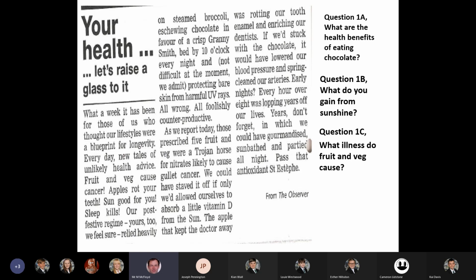Cameron has written lowers blood pressure and spring cleans arteries. He has given 2 responses. The question said, what are the health benefits of eating chocolate? It does not say you need to write 1 answer, so Cameron would be correct and get 1 mark for his response. Amy, could you respond to question 1b? What do you gain from sunshine?